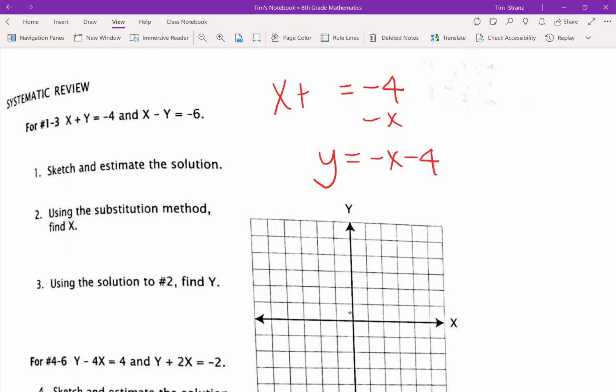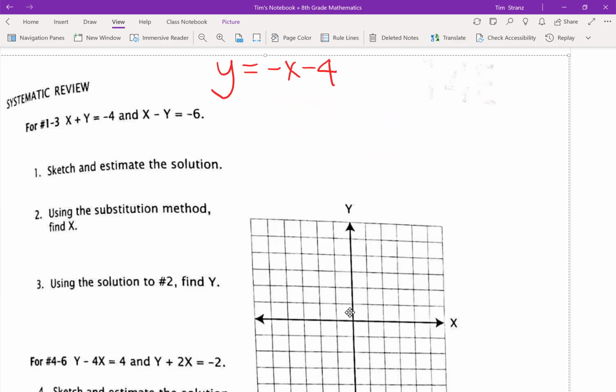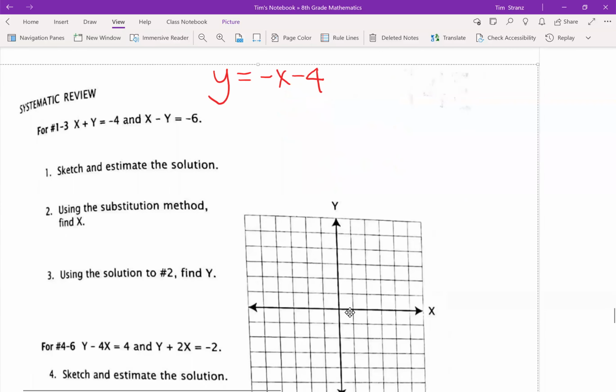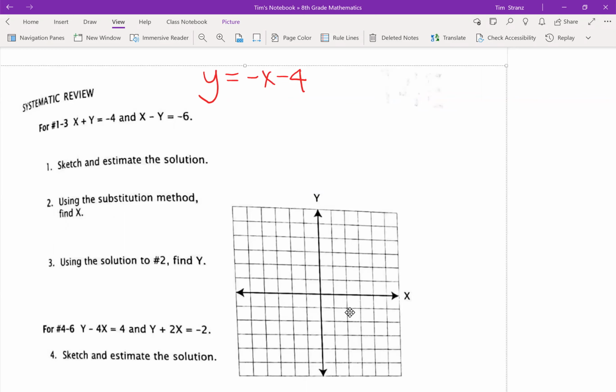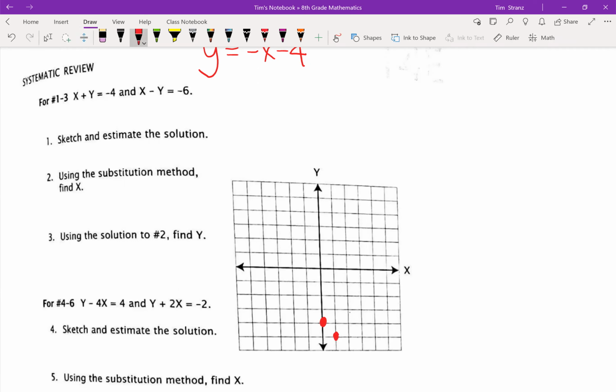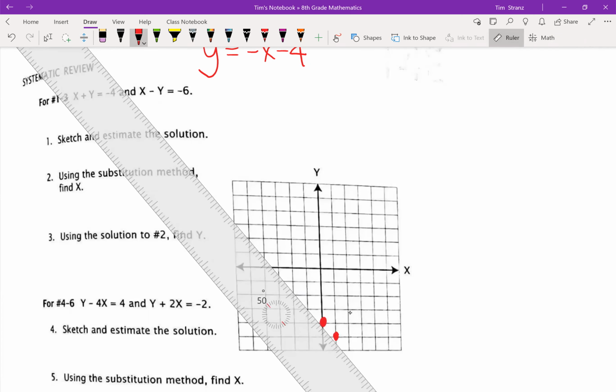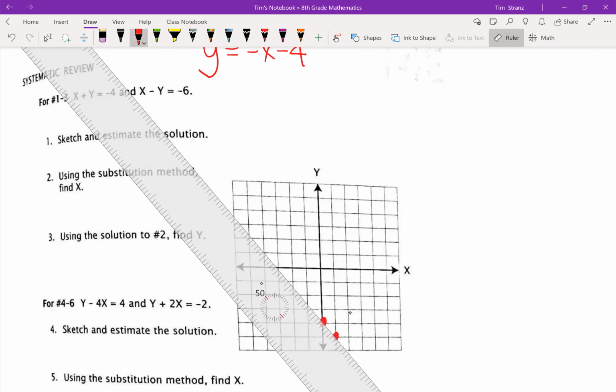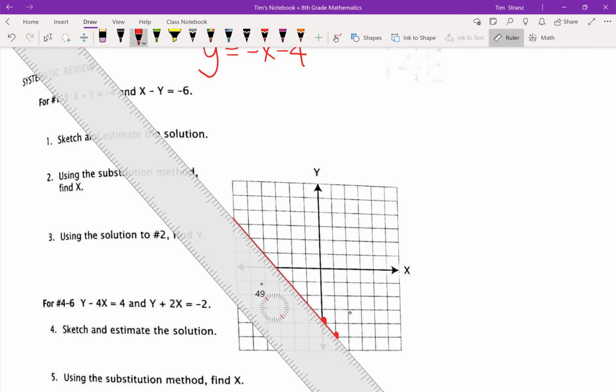Okay, I'm going to erase this here. Now I have that in slope-intercept form, y equals -x minus 4. I'm going to do number 1 first, sketch and estimate the solutions. Let's graph that one first. I'm going to go down 4, 1, 2, 3, 4, and plot my point. Then -x means down 1 over 1 right here. I'll graph this line, and it should look something like that.